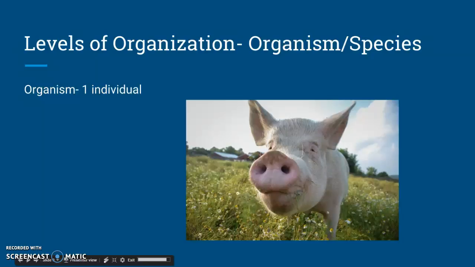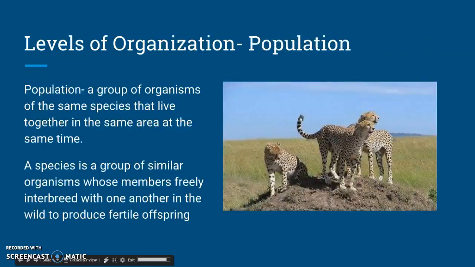So the first level, you have one individual, one organism or species, just one. But then you go to a population. A population is a group of organisms of the same species that live together in the same area, same time.